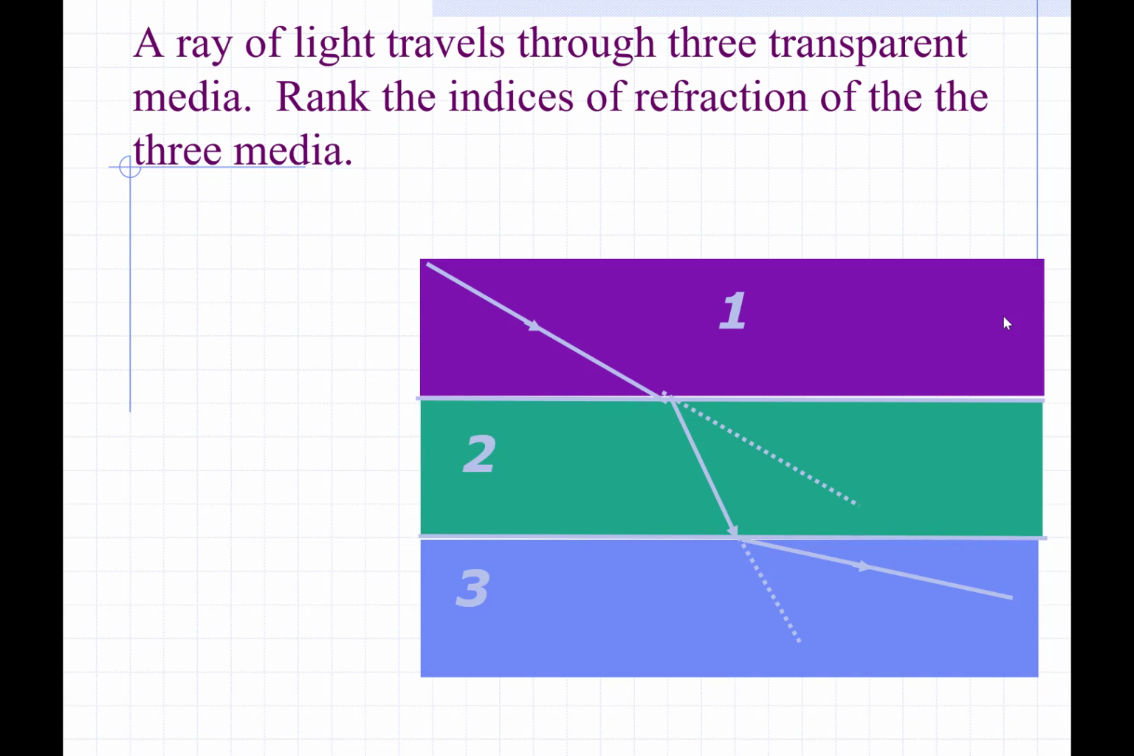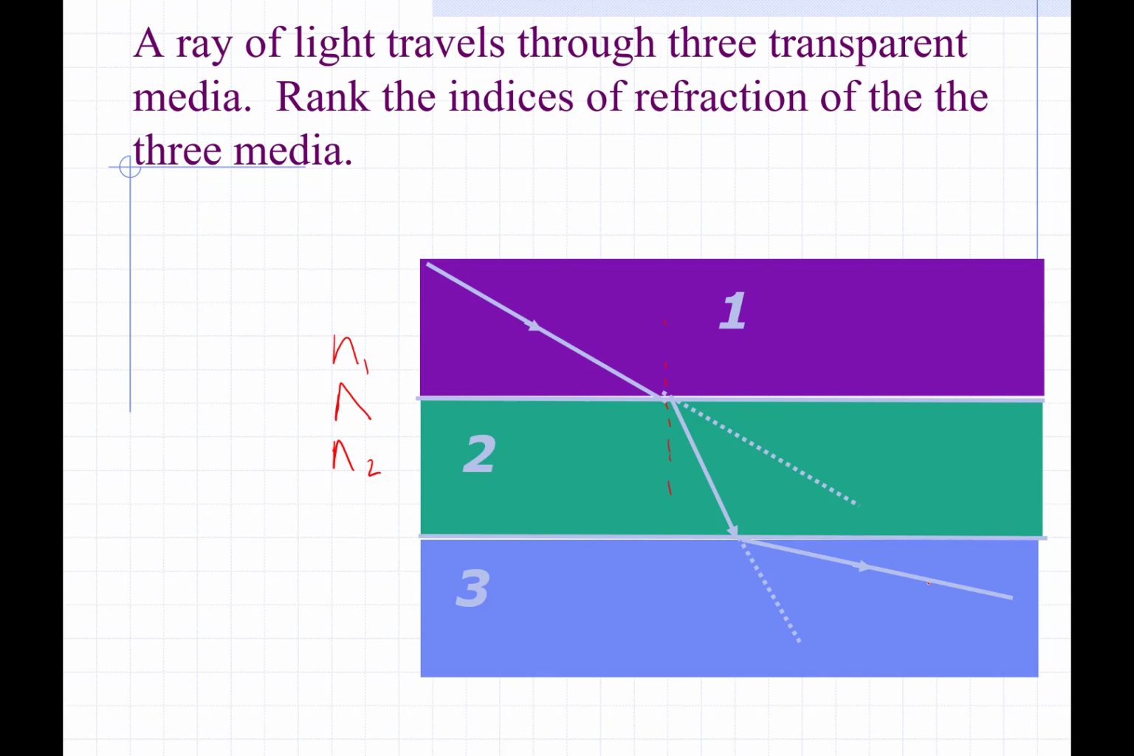Rank the indices of refraction of the 3 media. So let's look at 1 and 2. From 1 to 2, it bends towards the normal. If it bends towards the normal, that means it is slowing down, so it's a higher index. So if we call this N1 and then N2, it's entering a higher index medium, so N2 is greater than N1.